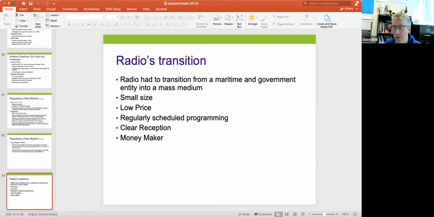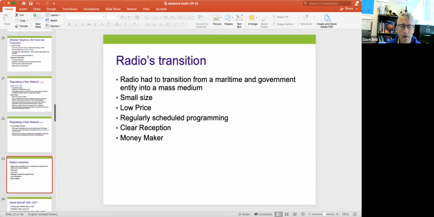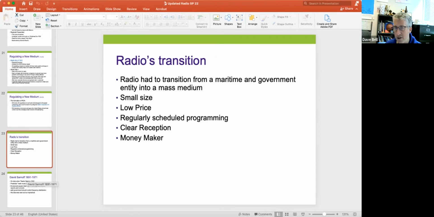And then of course, how do you make money off it? Advertising has to play a role in radio's development, as it does in television, as it has in the internet, as it has in video gaming, as it has in every other form of mass communication. Advertising is a critical part, right? Maybe less so in film, but still there's a huge financial component to film.